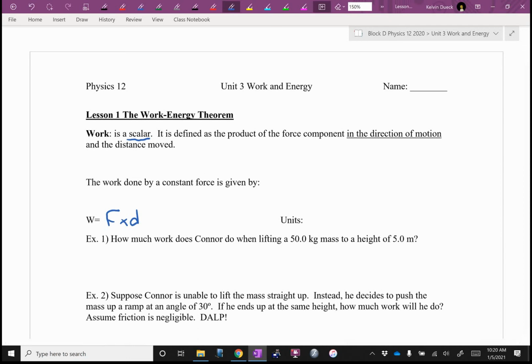Okay. Units. Well, what do I measure force in? Newtons. What do I measure distance in? So technically, the units for work is a Newton meter, but we've given that a name. We call that a joule, symbol capital J, named after a scientist whose last name was Joule. But it's technically a Newton meter. The same way a Newton is technically a kilogram meter per second squared, because it's mass times acceleration.